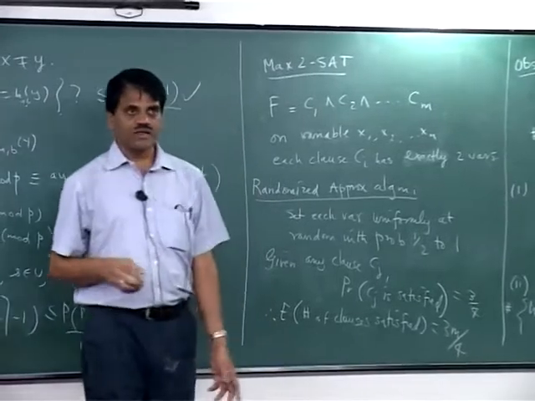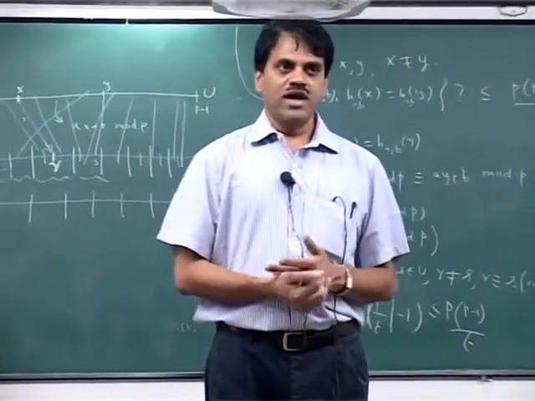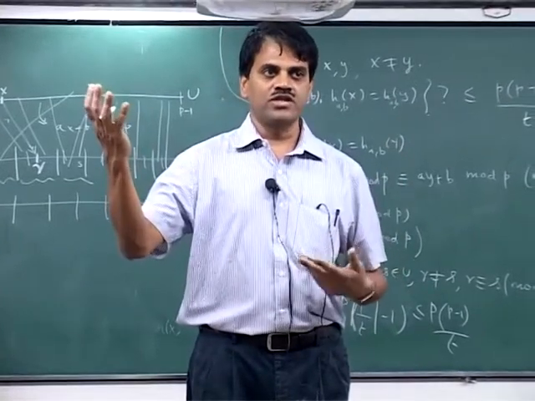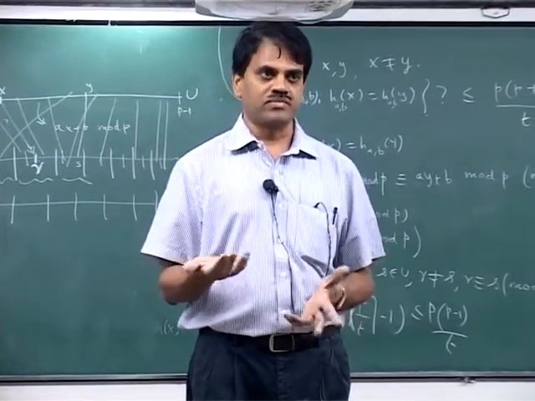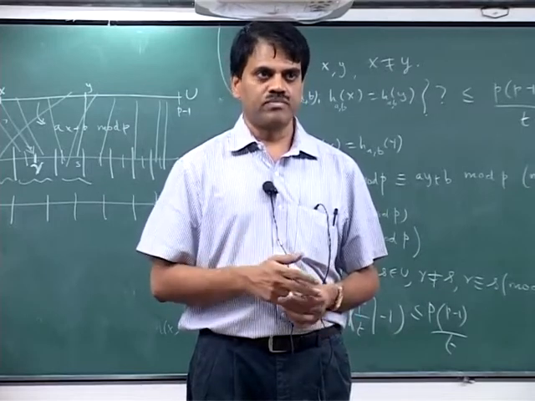So I have a randomized algorithm which will satisfy 3/4 of the clauses, and the maximum you can satisfy is all the clauses. So it's a 3/4 approximation algorithm. It's at least 3/4 of the optimum, because the optimum can be m.